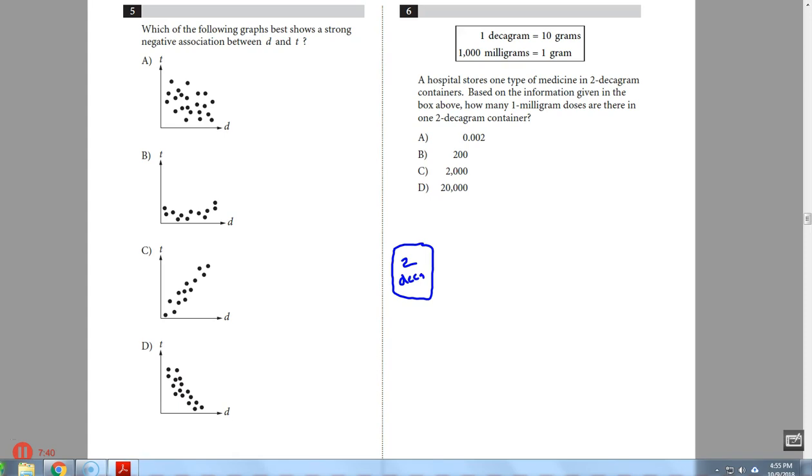And from the picture up above, if 1 decagram is 10 grams, 2 decagrams would be 20 grams. So it looks like each container holds 20 grams.